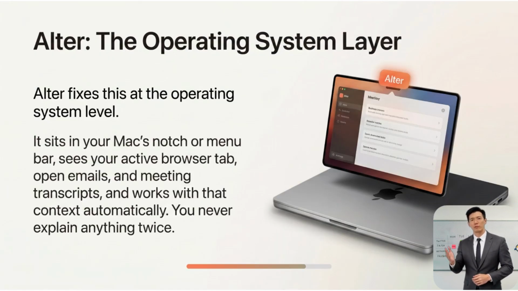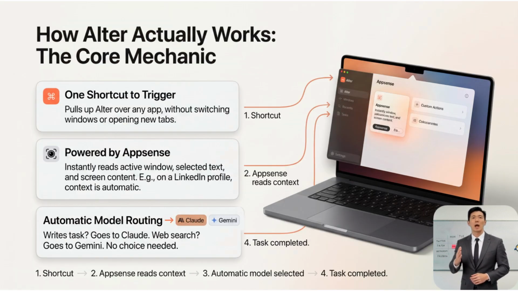Before we get into the workflows, you need to understand one core mechanic, because it changes how you think about every step that follows. Alter lives in your Mac's notch or menu bar. One keyboard shortcut pulls it up on top of whatever app you're already in. You don't switch windows. You don't open a browser tab. It comes to you. The technology behind this is called AppSense.